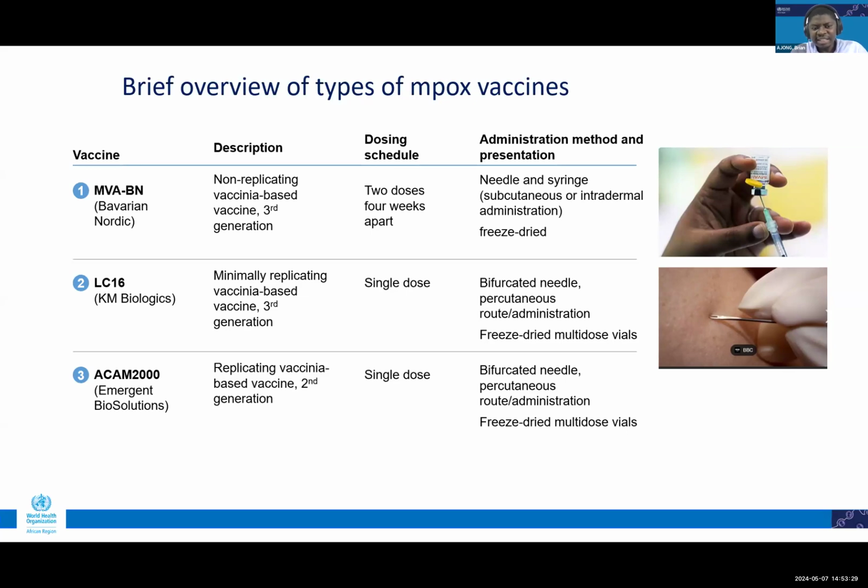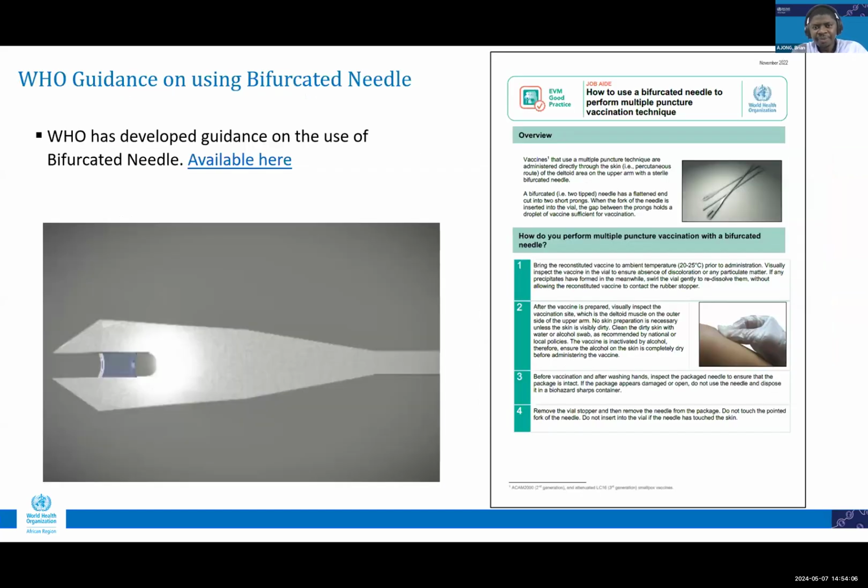The next is the LC16 vaccine. This is usually administered using a bifurcated needle. It's made by the Japanese company KM Biologics. It's a minimally replicating vaccinia-based vaccine, also from the 3rd generation. The last is the ACAM 2000 vaccine, which is a replicating vaccine of 2nd generation, also administered through a bifurcated needle. Both LC16 and ACAM 2000 are administered as single-dose regimens.